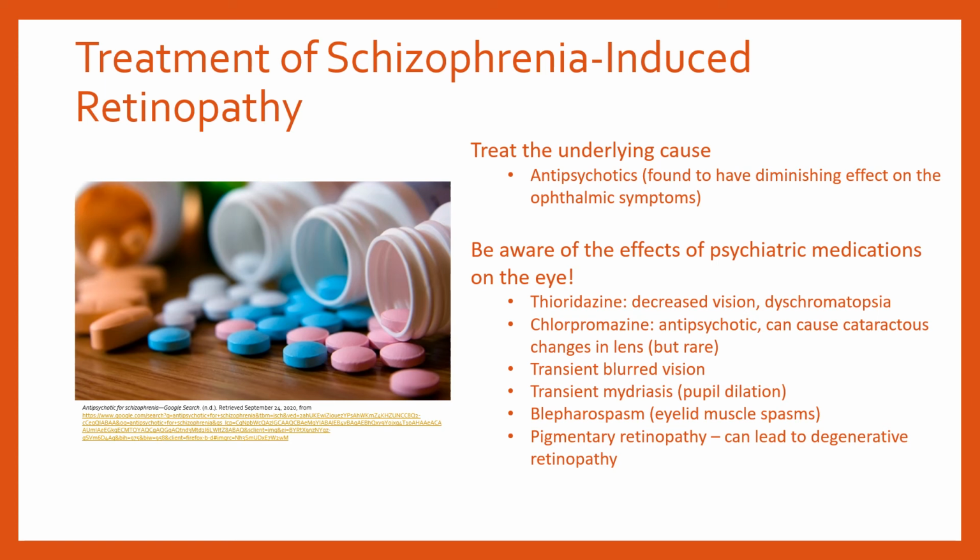Generally, antipsychotics can also cause transient blurred vision, transient dilation of the pupils called mydriasis, blepharospasm, which is a term for eyelid muscle spasms, and pigmentary retinopathy. This is a pathology with pigmentary spots, dark spots all over the retina, and it can lead to degenerative retinopathy.